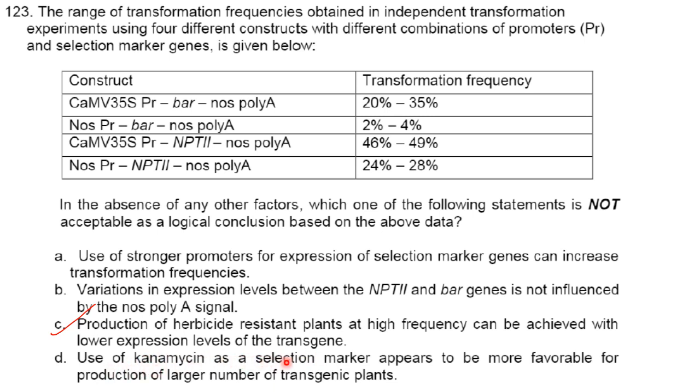Then, use of kanamycin as a selection marker appears to be more favorable for production of large number of transgenic plants. Kanamycin marker is NPT2. See, if you see over here, instead of the BAR gene for selection of transformants, NPT2 gene is giving more number of transformants, whether it is CAMV35S or NOS promoter. So option D is also correct. So what is not correct is option C. Answer is option C.